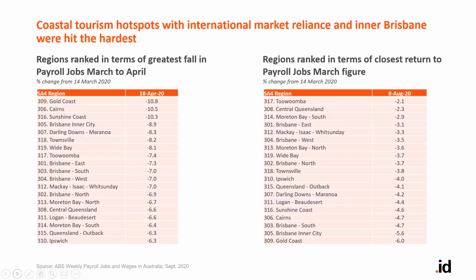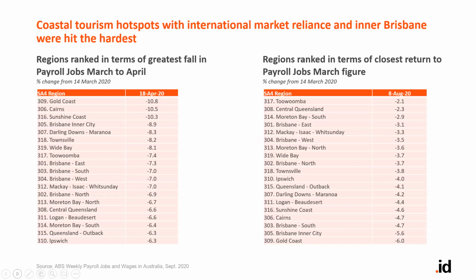Our coastal tourism hotspots with international market reliance and inner Brizzy were hit the hardest. So those areas, regardless of where we are, our major capital that drives a lot of our state economy was hit extremely hard during this period due to those social distancing measures. You can see at the top there, our greatest fall in payroll jobs, Gold Coast, Cairns, Sunny Coast, Brisbane inner city. The top three heavily reliant on visitors to their destinations to create economic growth.